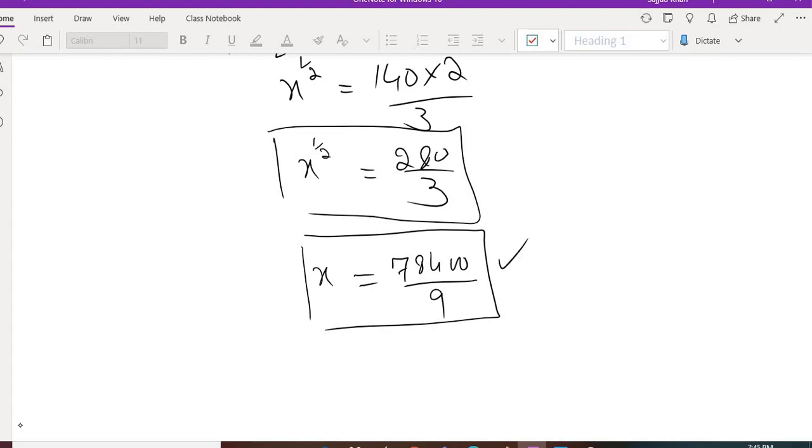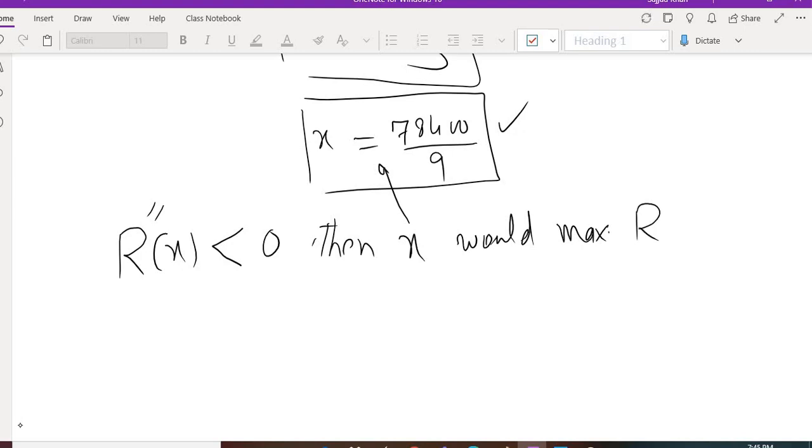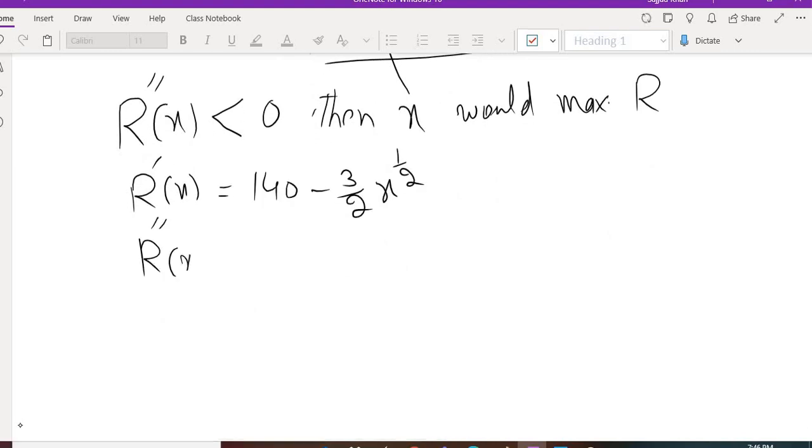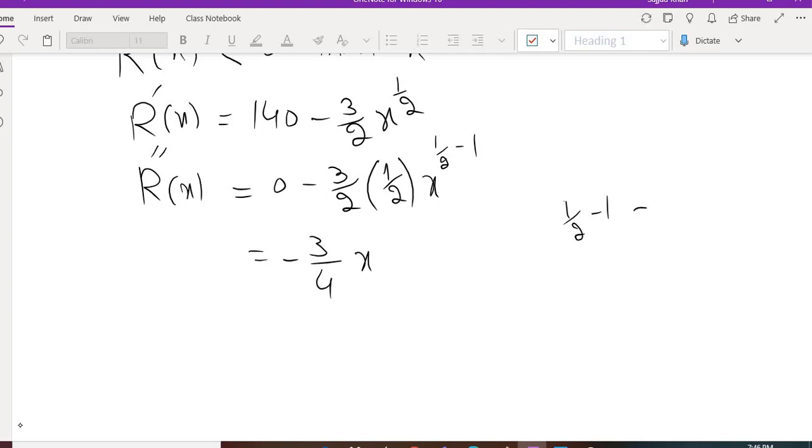This is the number of units that should be produced to maximize the revenue. But to check whether this maximizes the revenue or not, we have to find the double prime of x. If R double prime of x is less than 0, then this value of x would maximize the revenue. So let's check. We have R prime of x equals 140 minus 3 over 2 x to the power 1 over 2. We take the derivative again. The derivative of 140 is 0, minus 3 over 2 times the power 1 over 2 as a coefficient, giving 3 over 4, and x to the power 1 over 2 minus 1, which is x to the power minus 1 over 2.